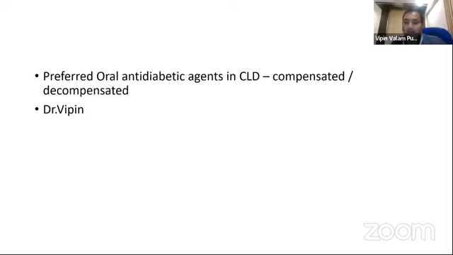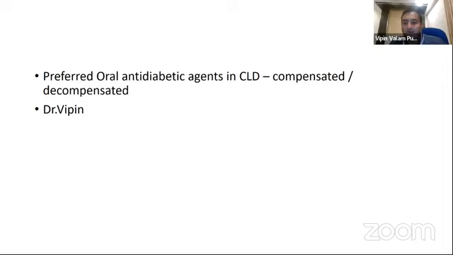I would like to avoid pioglitazone because of the weight gain as well as edema property. And if possible, I would like to avoid a sulfonylurea because of the hypoglycemia tendency. Okay. And when you go on to decompensated, now Child B, Child C, which are the things that you would, let's pick up Child B first.